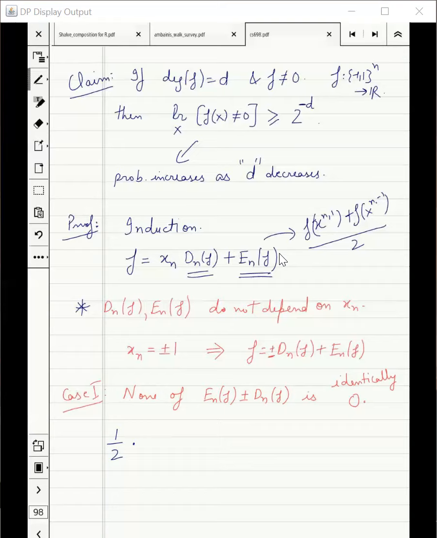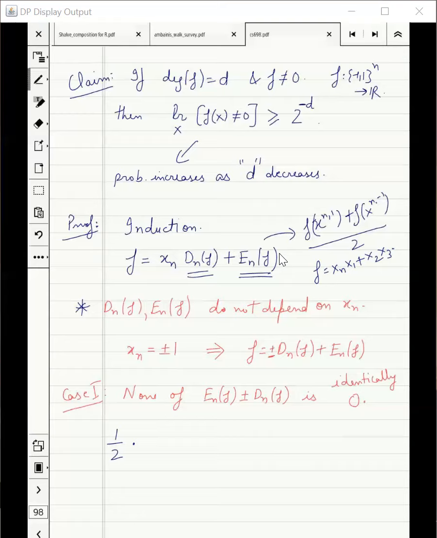So, can the degree of ENF be d? Take x, it is xn plus x1, x2, x3. Possible. Right? The degree of f is 2. The degree of ENF is also 2. The degree of DNF is 1. Sounds good?